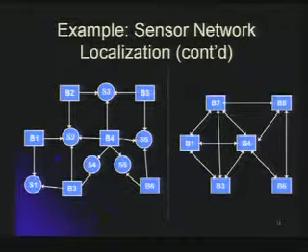Are the beacon nodes fixed? You mean fixed as in the location is fixed? Yeah. Usually we assume it's a static network, so once you deploy it, it just stays there. No, they don't move. It's a static network.